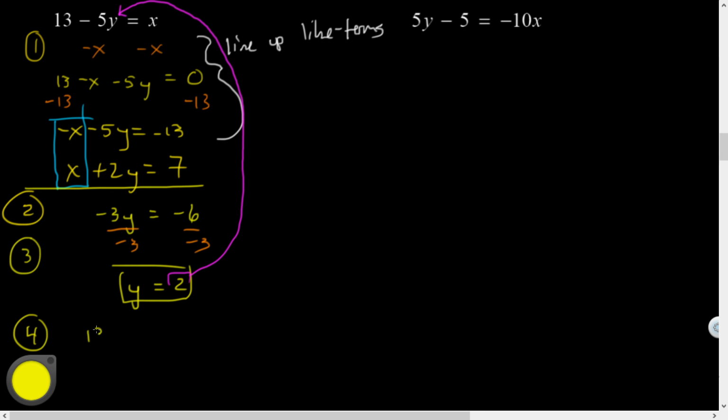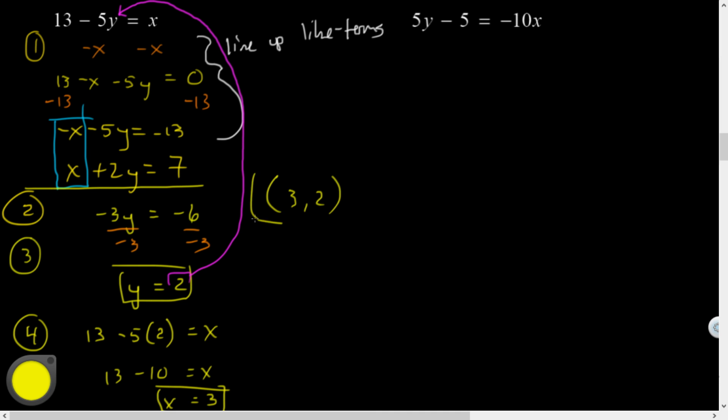So I'll have 13 minus 5, and instead of y, I'll write 2, equals x. So 13 minus 10 equals x. Flip it around, I get x equals 3. And so my solution is (3, 2). All right. So sometimes you might have to line up your like terms. That was my only point.